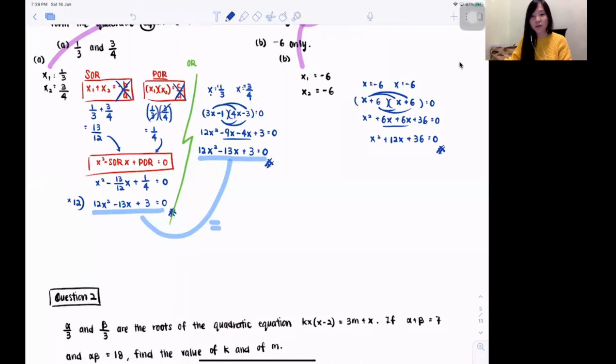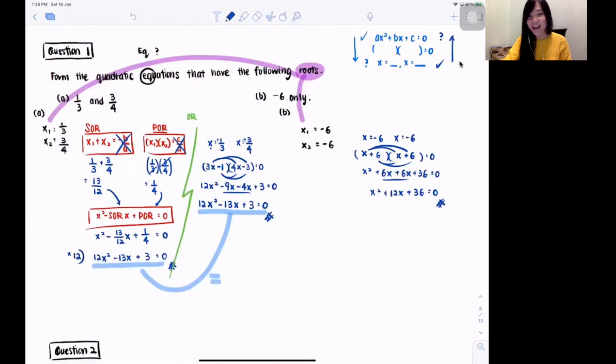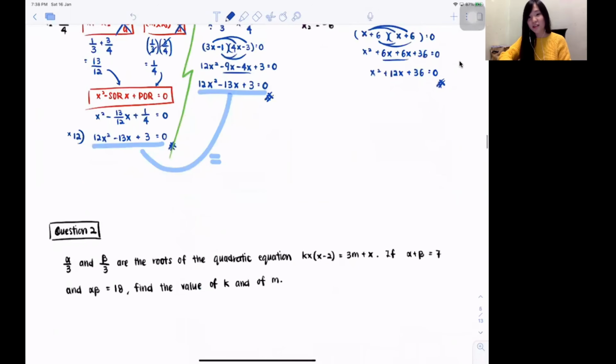Okay, let's continue. Oh my god, lag. Wait, yeah. Okay, it's not lag anymore, is it? Yeah, it's not lag anymore.